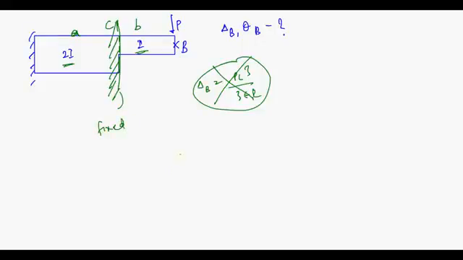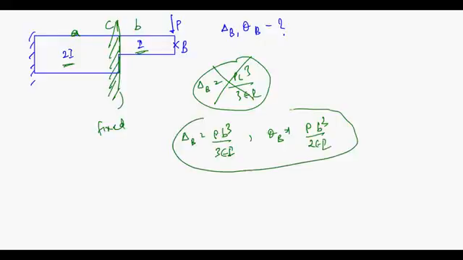Now can you tell me what is your delta B? Of course you can. Okay, it is nothing but PB cube upon 3EI. Okay, and your theta is PB square upon 2EI, isn't it? But is this the answer? No, it is not the answer, because your C point is not fixed. Your C point is having some deflection and some rotation.